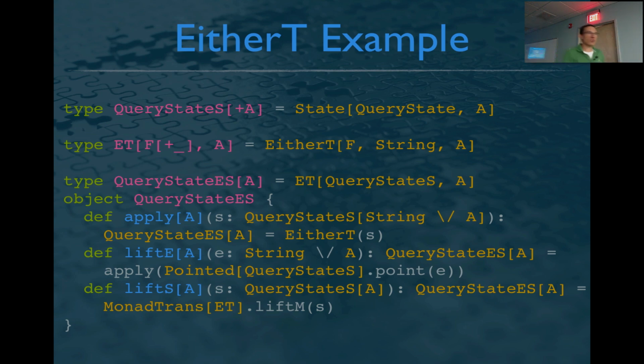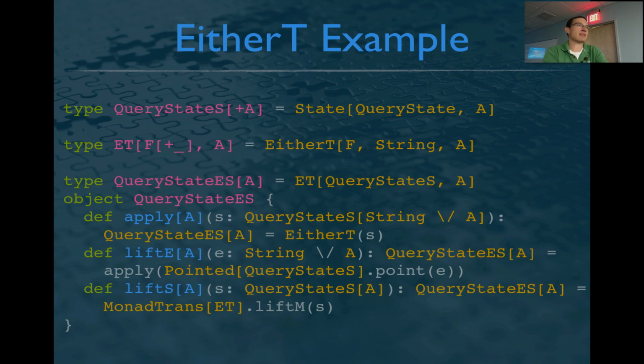And I'm going to create a couple constructors for that. I have three constructors. We're only going to use one of them today, but these are three that I typically end up writing. I'm going to create a companion object for QueryStateES. The first one is just our normal apply. And remember what I said earlier, EitherT wraps an F of A or B. So to create a QueryStateES, give me an F of A or B, and I'll just call the apply on EitherT. Right? There's nothing really fancy there.